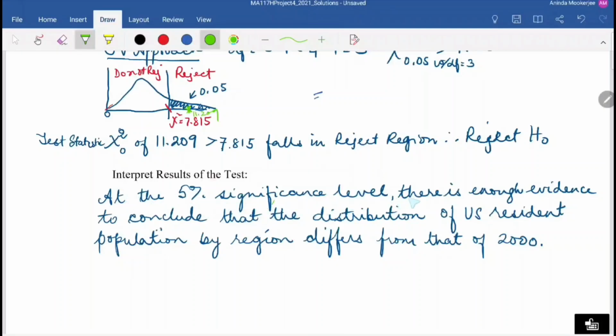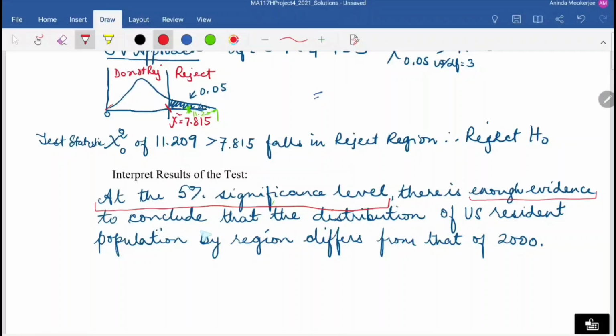At the 5% significance level, there is enough evidence to conclude. So these are the key words. So I say that over and over again because I see one or two answers not complete as far as interpretation is concerned in the context of the question. So at the 5% significance level, this phrase carries points. There is enough or sufficient evidence. This is important. All right.